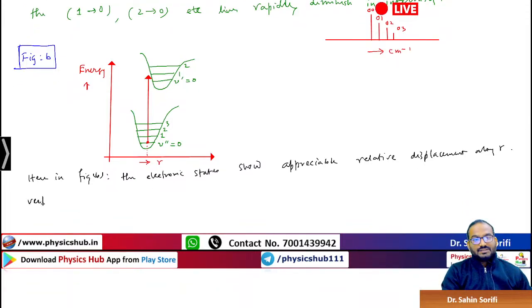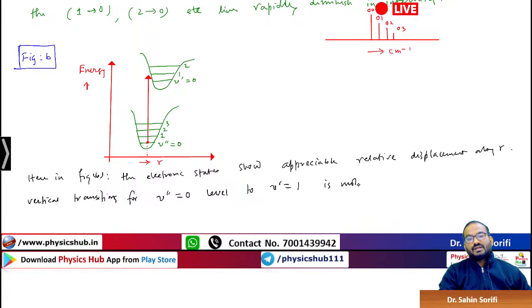So vertical transition is possible. For vertical transitions, V double prime equals 0 level to V prime equals 1 is most likely to occur. Okay, you can see the vertical one is most likely to occur between V double prime equals 0 to V prime equals 1. Most likely to occur. Other transitions are also possible, but those are less likely.